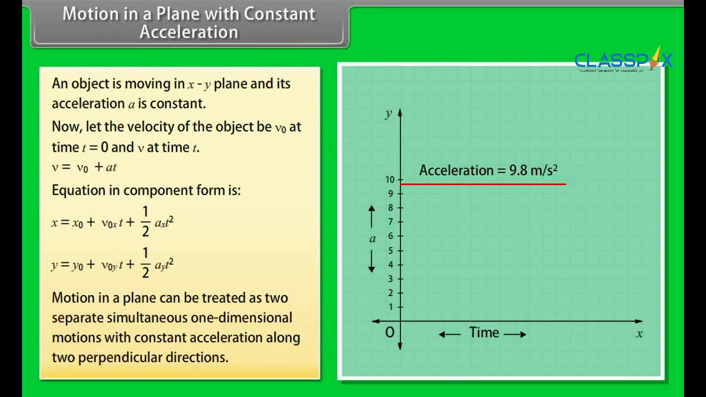motion in a plane can be treated as 2 separate simultaneous one-dimensional motions with constant acceleration along 2 perpendicular directions. These results are also valid for 3-dimensional motion.